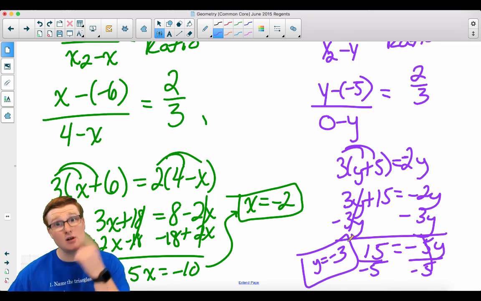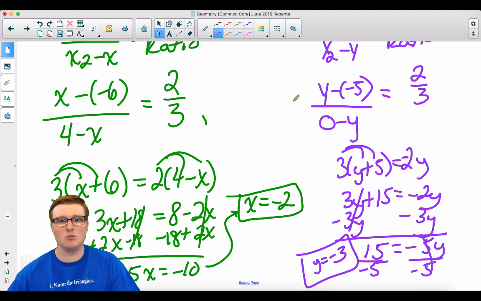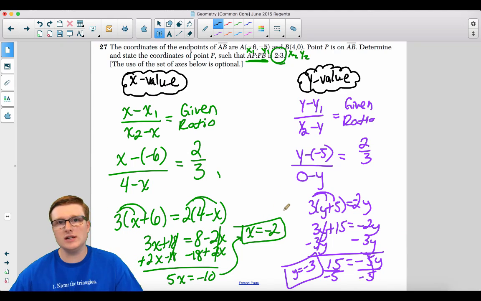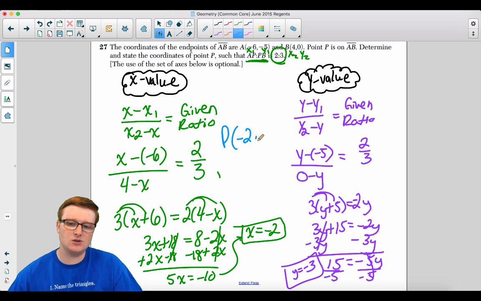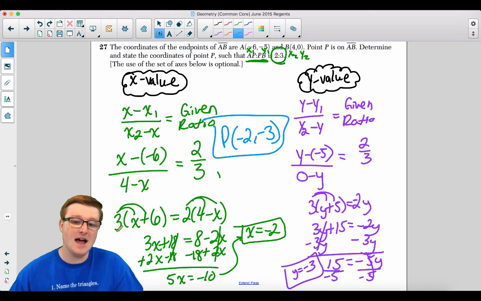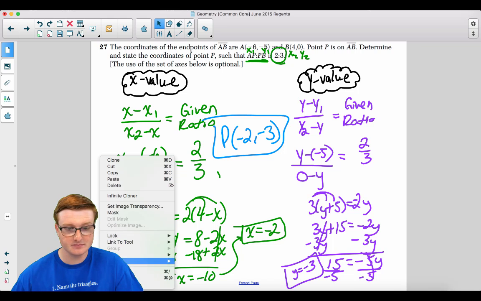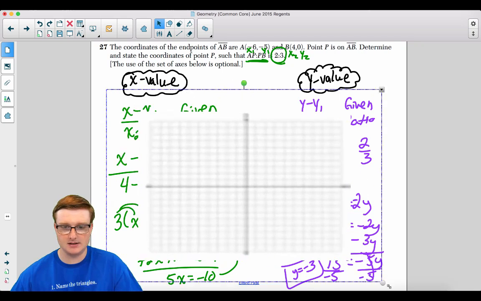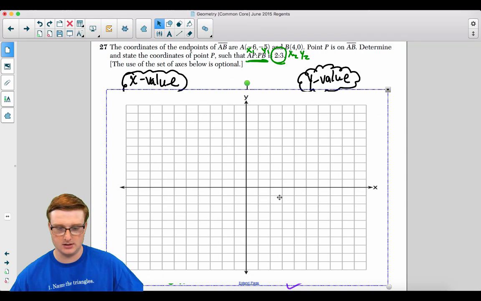All that work for 1 point. Yeah, 1 point. Because the question's saying state the coordinates. So all you need to do at the very end is just say, hey, point P is the point (-2, -3). And you are done. That's how you do that question. Now, if you don't like it that way, I will be more than happy to show you how to do this on the graph. I'm going to expand this all the way out.